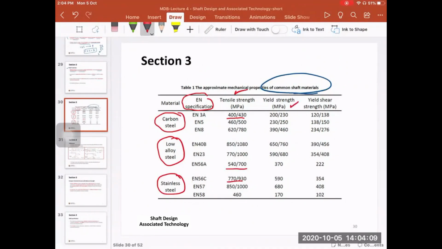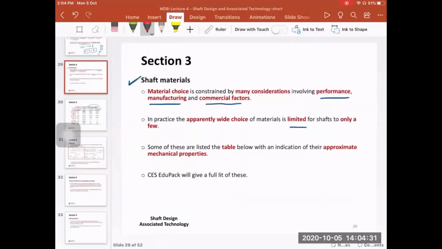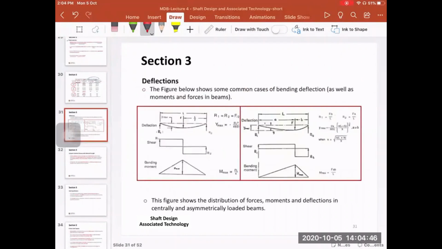It offers us the yield strength, which is the value that we use for design. For the maximum shear stress theory, for example, we use this value or the next value, the yield shear strength, based on this table. So simply you can use this table or CS EDU pack. You can again explore this option and try to find other materials as well, or other material properties.